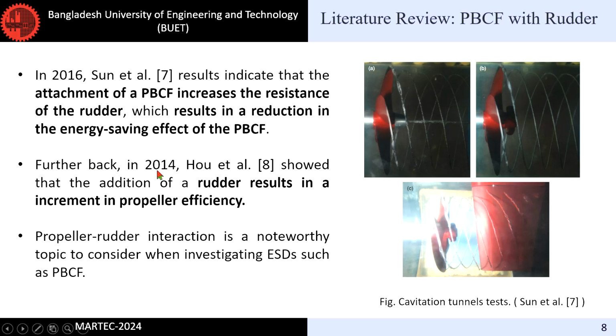Further back in 2014, Howe et al. showed that the addition of a rudder results in an increment in propeller efficiency. This is still consistent with our findings. These results show that propeller-rudder interaction is a noteworthy topic to consider when investigating energy-saving devices such as PBCF.